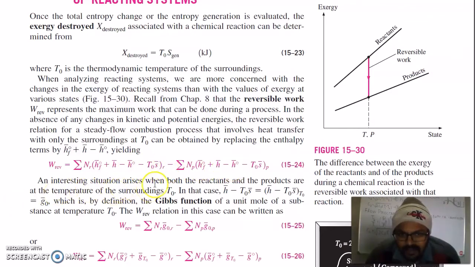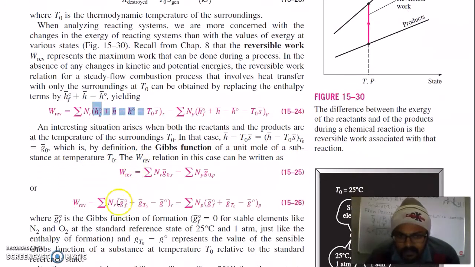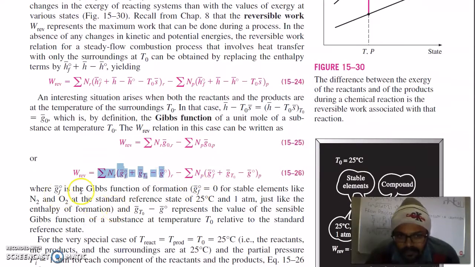An interesting situation arises when both the reactants and products are at the temperature of the surroundings, T naught. In that case, H minus T naught S becomes the Gibbs function G naught, which is by definition the Gibbs function of a unit mole of substance. So instead of this you can replace it with the Gibbs function. If you replace this with the Gibbs function, you will get this here, where Gf naught is the Gibbs function of formation.